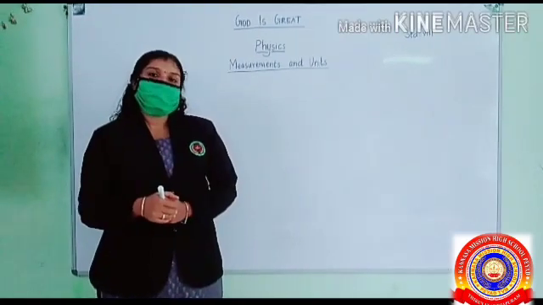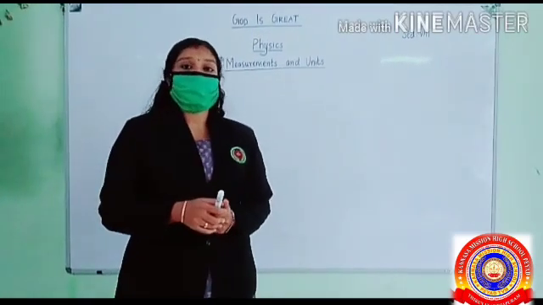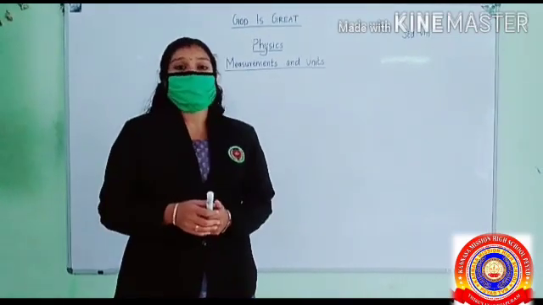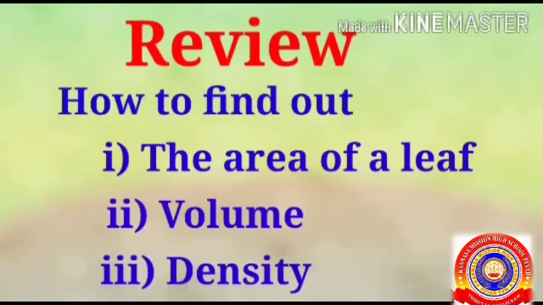Let's conclude today's section and we will learn more about density in our next class. So today we have studied how to find out the area of a leaf, volume and density.